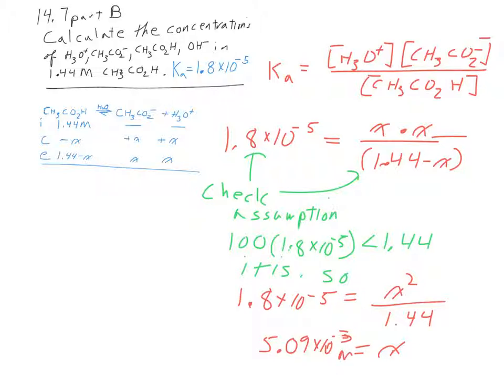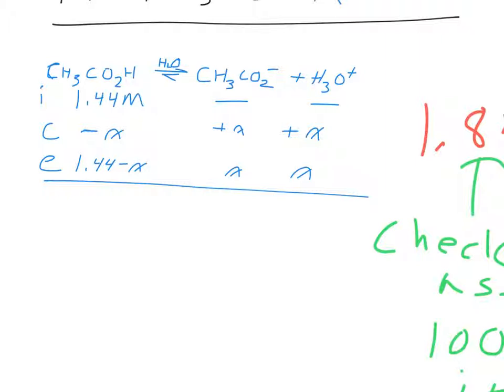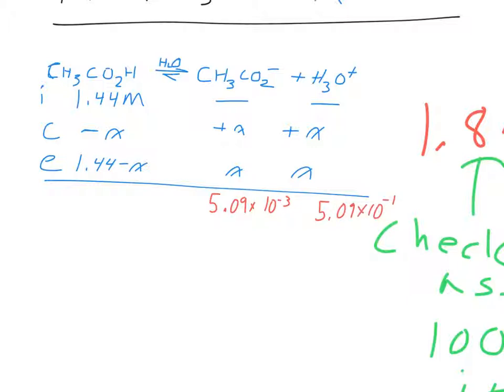So we come back up to our chart, and we've now got 3 of our concentrations. I've got my concentration of acetate, 5.09 times 10 to the negative third, and my concentration of hydronium, 5.09 times 10 to the negative third. And then I'm going to subtract it from my 1.44. And when I do that, I get 1.43 for my acetic acid concentration.